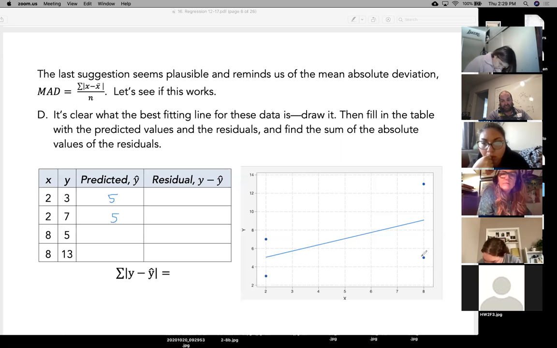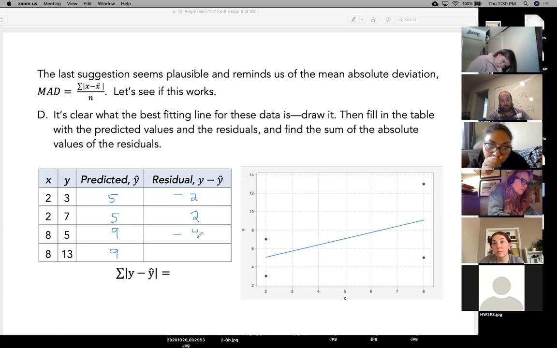When I get 8, the actual is 5, but the line says I should get a 9. This one here, the actual is 13, but the line says I should get a 9. So what is my actual minus predicted for the first one? It's -2. 7 minus 5 is +2. 5 minus 9 is -4. 13 minus 9 is +4. When I absolute value these and I add them all together, what do I get?